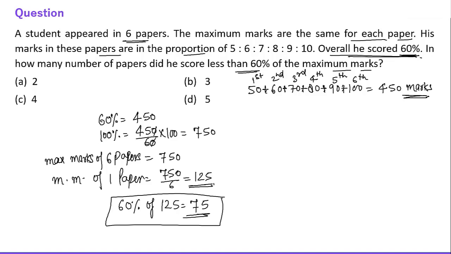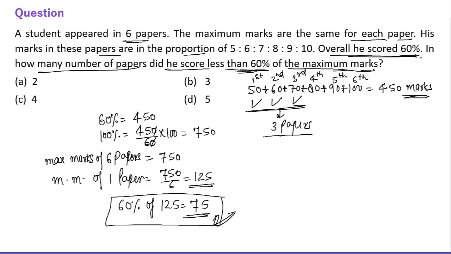Because the question is asking, in how many papers did he score less than 60% of the maximum marks? So 60% of the maximum marks is 75. So in how many papers did he score less than 75? First paper, second paper, third paper. So in these three papers, he is scoring less than 75 marks, so less than 60%. The correct answer is three papers. B option is the correct choice. All right, everyone, now let's move to the other one.